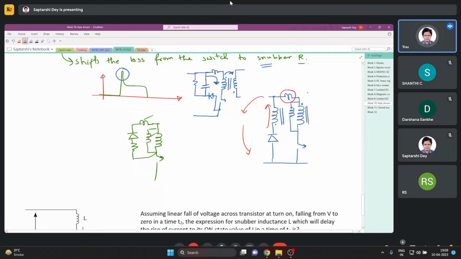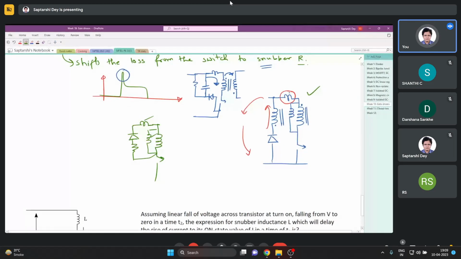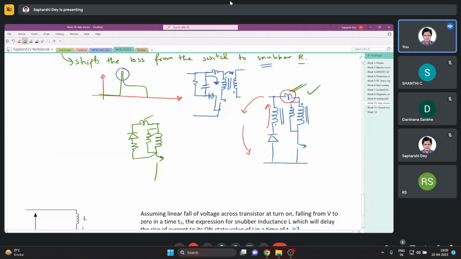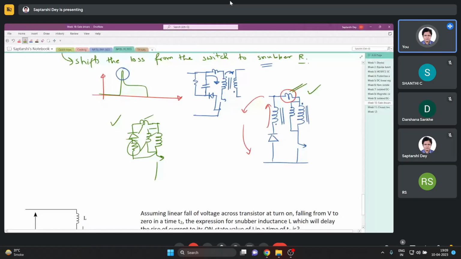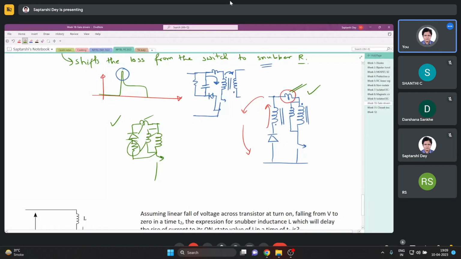But in this case, where you have this reset circuit, you are resetting through magnetic coupling, the energy stored in the leakage will be dissipated across the switch. But here it looks like the whole energy in both this inductance and this inductance will be lost in this resistance. It looks like in this case the switch will be more relieved of such stresses.